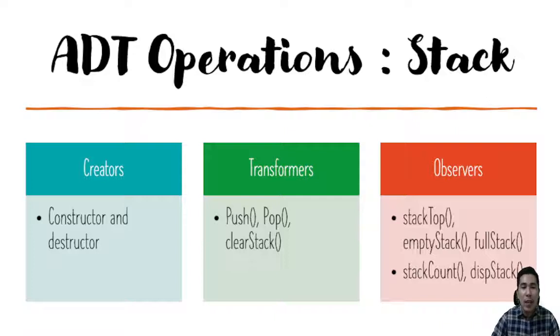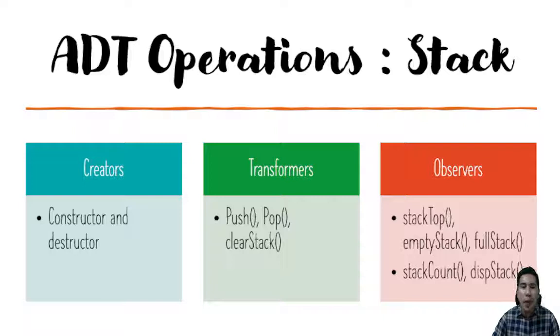As we have here, we have creators, transformers, and observers. Of course, the other one is input output, and we are not going to include that one. So we're going to be focusing on three ADT operations for our stack. Let's start with the creators. Again, right here, we have constructor and destructor.